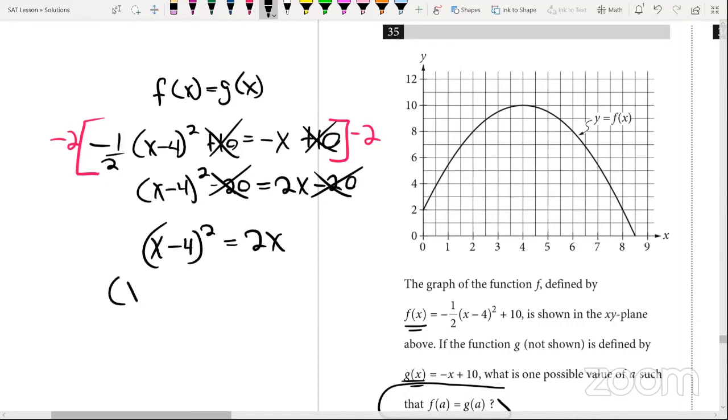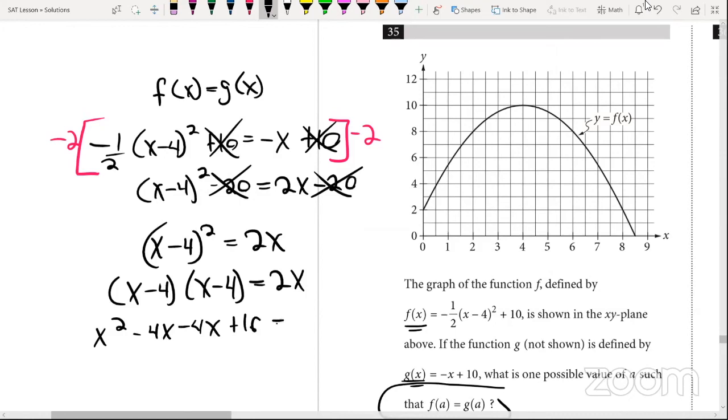So squaring it is the same as writing them side by side. So (x - 4) times (x - 4). And now we can FOIL it. First times first is x squared. Outer times outer. Inner times inner. Last times last. And we're just simplifying now. Combine our like terms right here. x squared - 8x + 16 equals 2x.